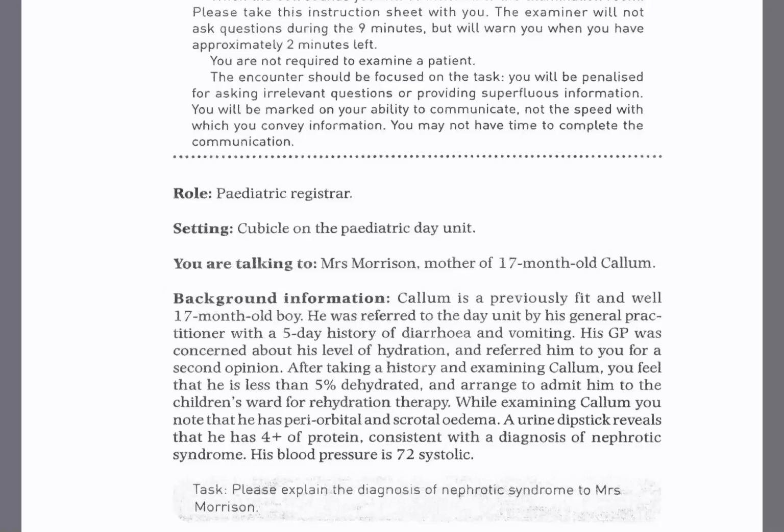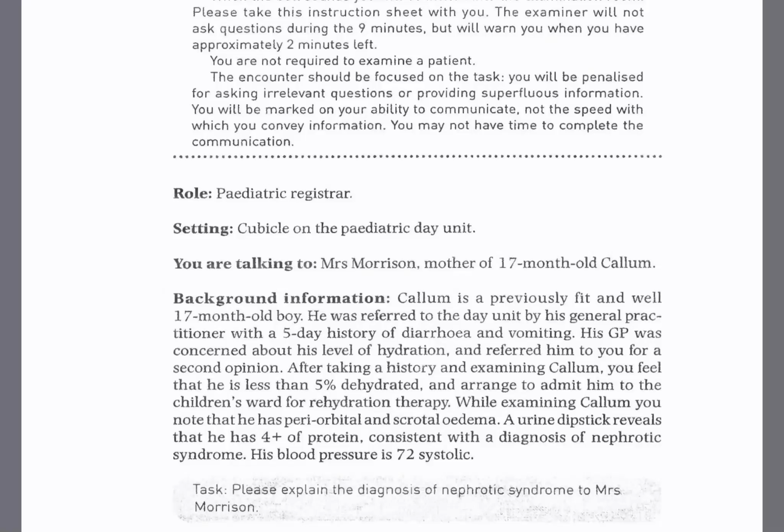Pediatric registrar sitting in his cubicle on the pediatric day unit. You are talking to Mrs. Morrison, mother of 17-month-old Callum. Background information: Callum is a previously fit and well 17-month-old boy. He was referred to the day unit by his general practitioner with a 5-day history of diarrhea and vomiting. His GP was concerned about his level of hydration and referred him to you for a second opinion.